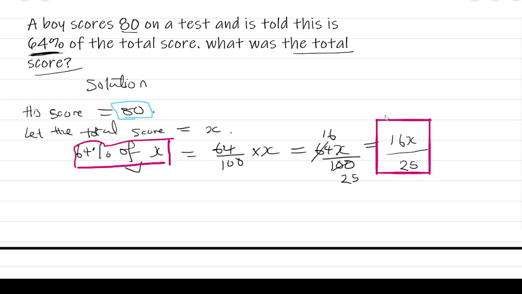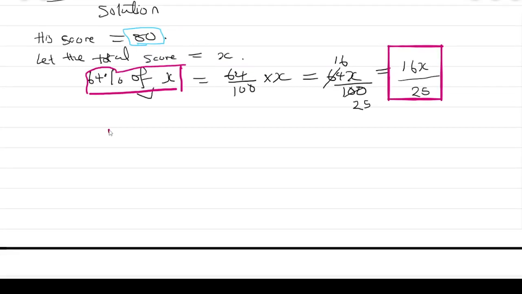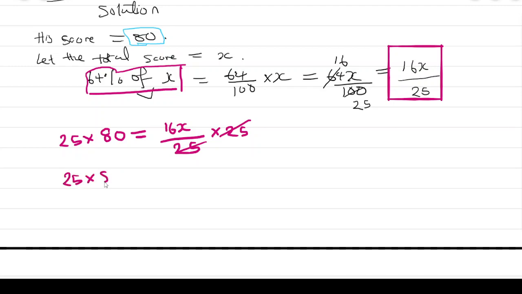So what we have here is that 80 is actually equal to 16x over 25. According to the information given to us, 80 should be equal to 16x over 25. Now we will cross multiply. Let's multiply both sides by 25, and then here by 25. Then this 25 should cancel nicely. Then we have 25 times 80 is equal to 16x.